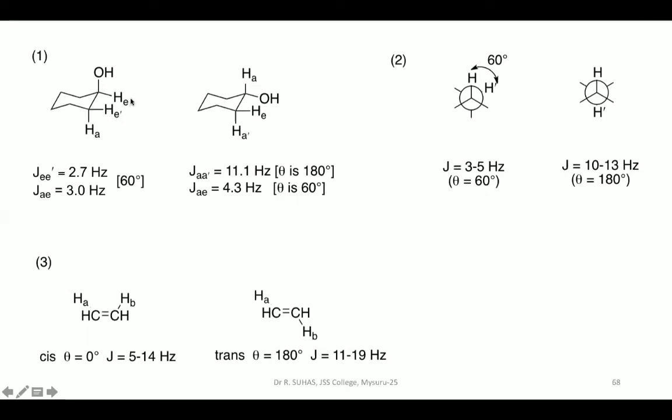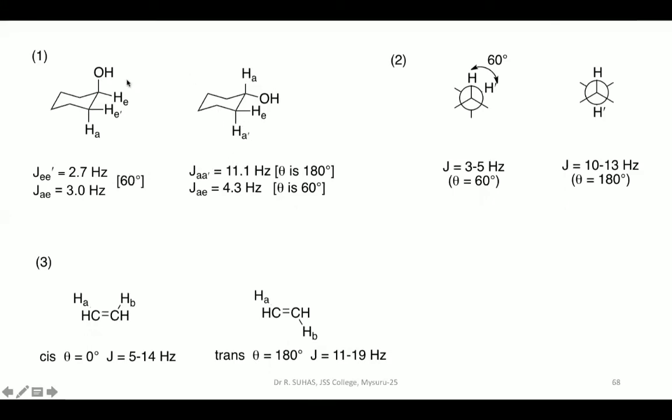Here there will be very less interaction for EE dash because of the orthogonal or syn-clinal arrangement. That's why it is having very less coupling constant. Whereas JAE, the interaction between these two will be very high when compared to JEE dash, hence it is showing the coupling constant of 3 Hertz. So this is at 60 degree.